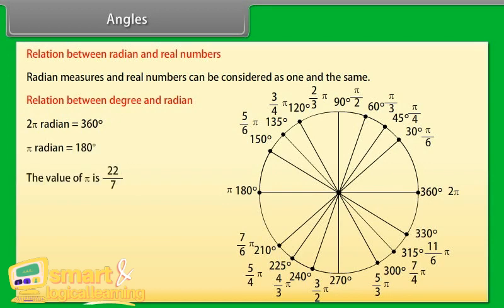The value of π is 22/7. We can find that 1 radian is equal to 57 degree 16 minutes. And 1 degree is equal to 0.01746 radian.